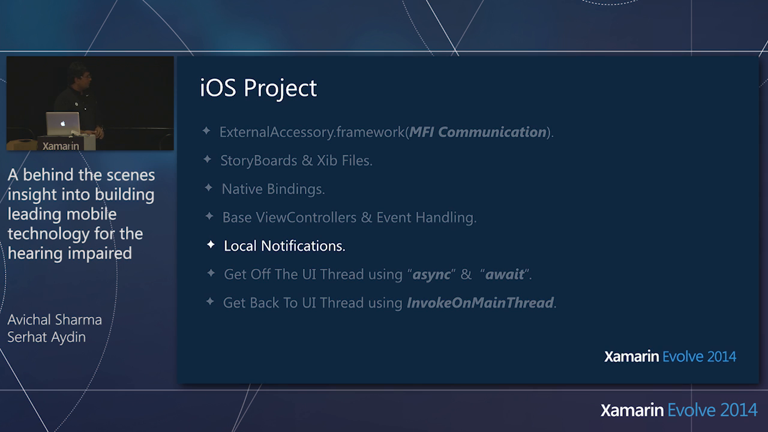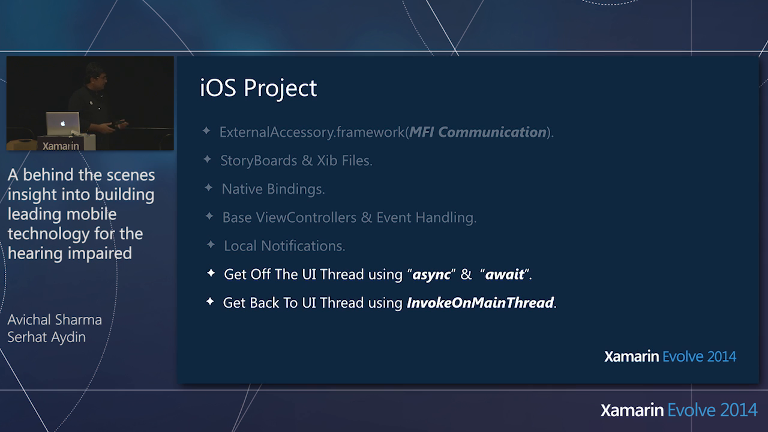For iOS, local notifications let any UI screen know what is happening. If there is a message coming from the Bluetooth device, we just broadcast that message using local notifications, and the UI which is on the screen right now understands it and does the update.